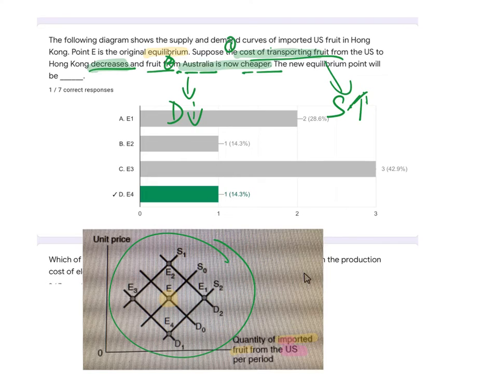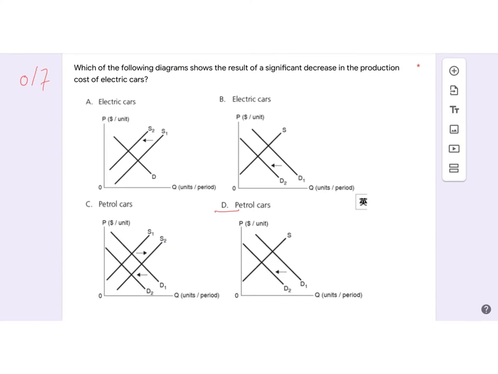So now we know that demand decreases, supply increases. Simple. We just move the diagram. Okay, using a highlight pen, demand decrease, so we go to this, and supply increase. Then we find the new equilibrium here. So the answer is E4.